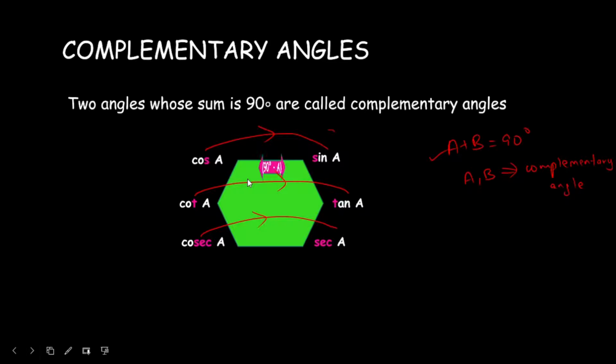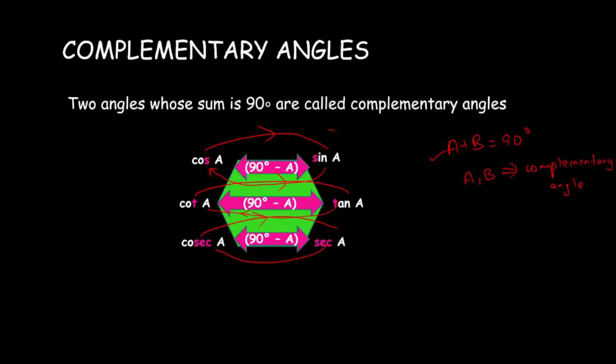See here, cos of 90 minus a is sine a. Similarly, sine of 90 minus a is cos a. Cot of 90 minus a is tan a, and tan of 90 minus a is cot a, vice versa. And cosecant of 90 minus a is secant a, and secant of 90 minus a is cosecant a. These are friends to each other.